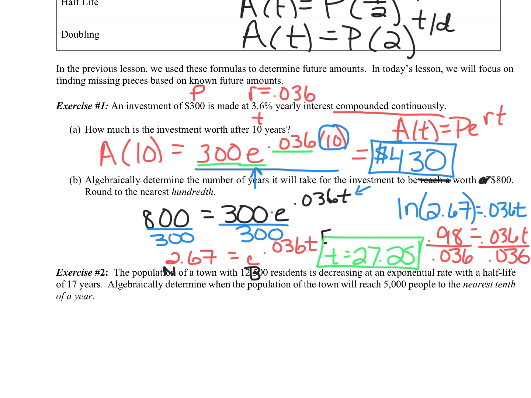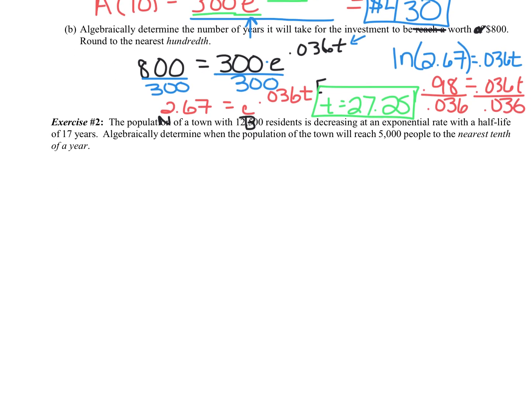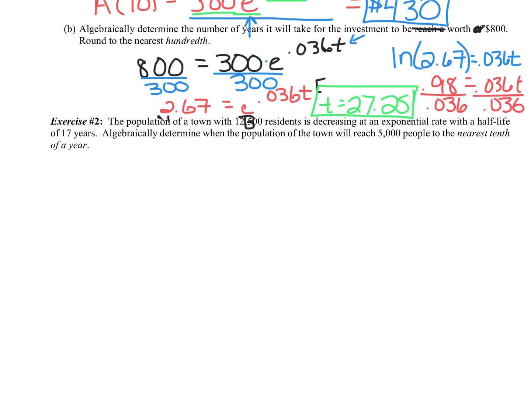Looking at the next one, we're going to be working with a different formula. I'm just going to move the page down and erase some of the stuff that's in the way. The population of a town with 12,500 residents is decreasing at an exponential rate with a half-life of 17 years. Algebraically determine when the population of the town will reach 5,000 people to the nearest tenth of a year.